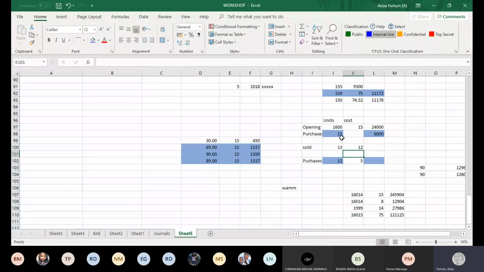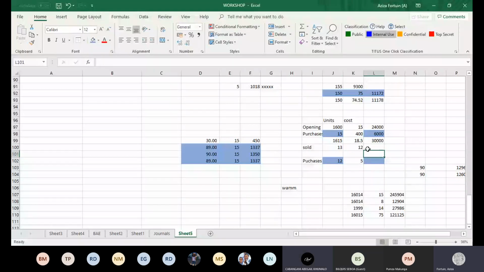Okay, and then 6,000 divided by 15. You got 400. So let's just add it. 1615, and 24 plus 6 is 30,000 divided by 1615. We get 18.57 Rand here. Okay, then we round off. Let's just make it 18.50.